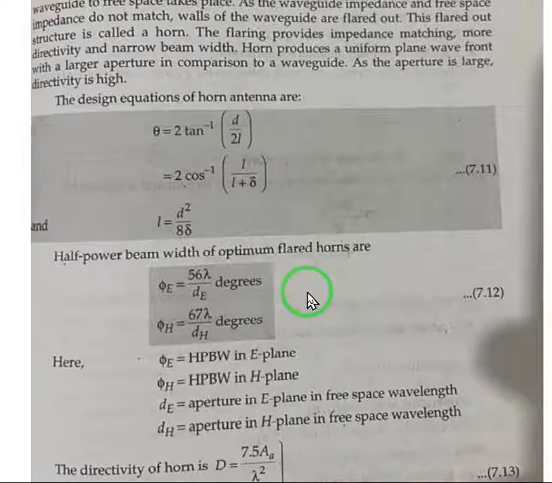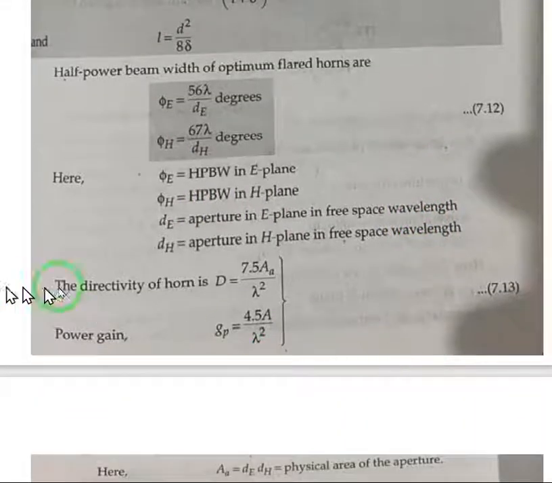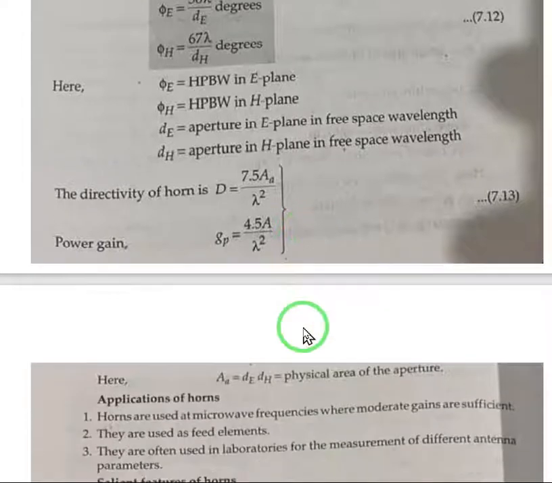This is the half power beamwidth of the optimum flared horns. It is 56 lambda over dE for E type and 67 lambda over dH for H type. These are the directivity equations: 7.5 A over lambda square, and power gain 4.5 A over lambda square.